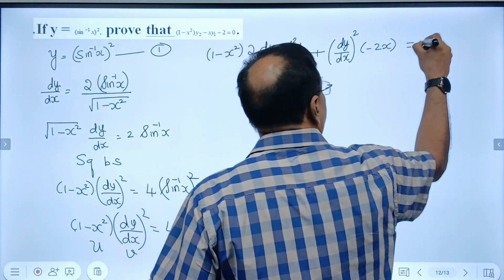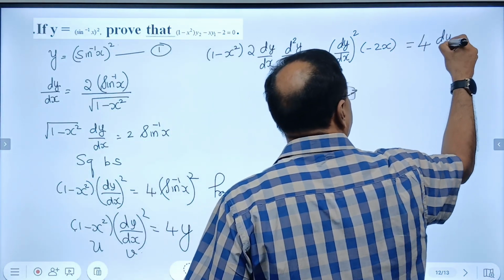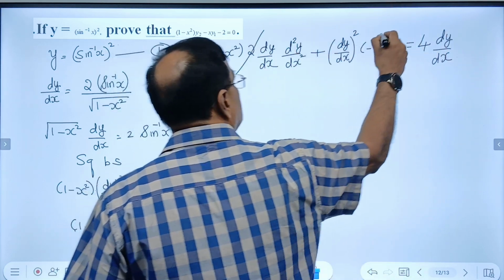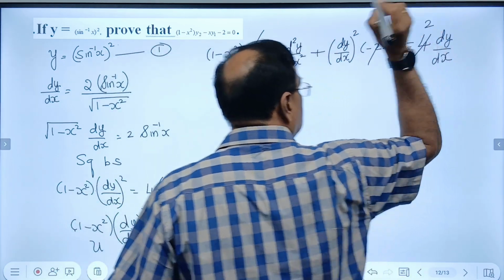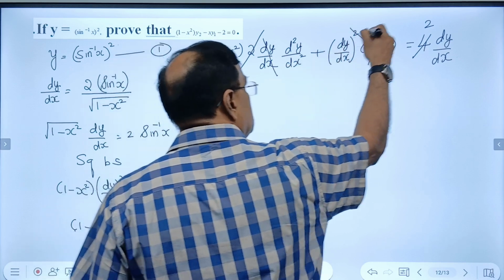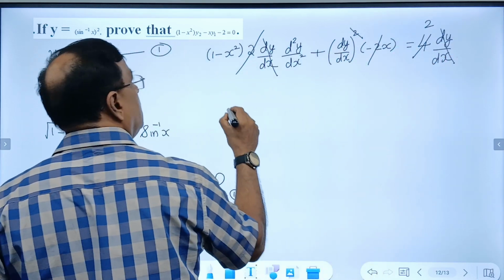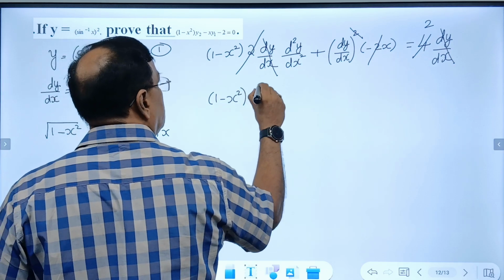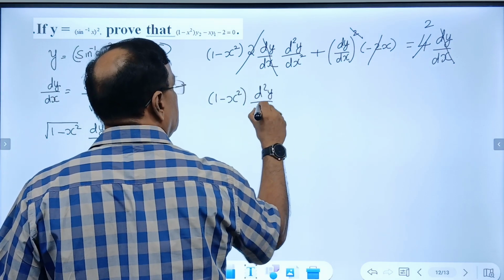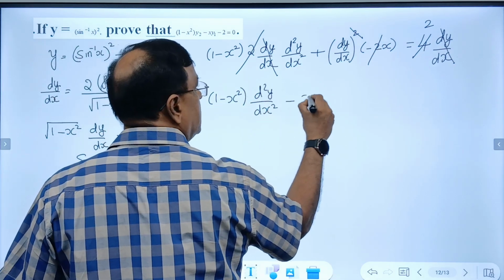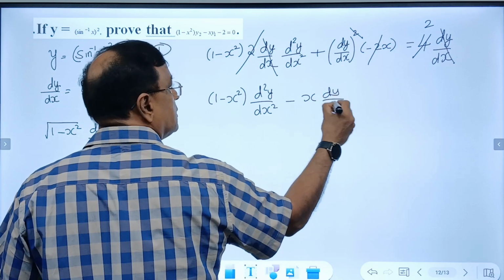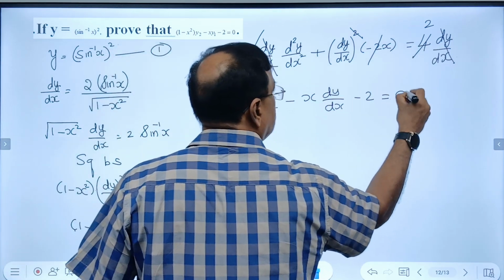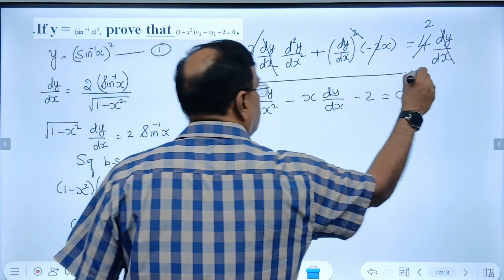Equal to 4 into differentiation of y will be dy by dx. Now clearly you can see 2 is common throughout. This will become 2. dy by dx is common throughout. So what are you left with? 1 minus x square into d square y by dx square minus x into dy by dx equal to 2. Bring the 2 this side, get minus 2 equal to 0. Isn't this what you have to prove?